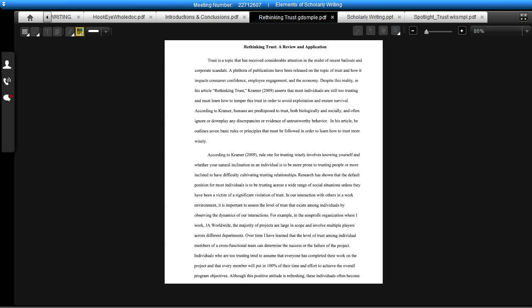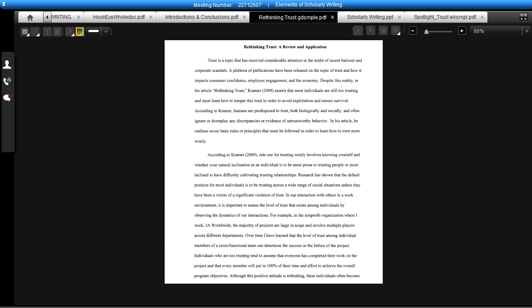So let's take a look at the strong sample here. "Rethinking Trust, a review and application." This was a little bit different in that the writer is presenting the article and explaining whether or not they applied these concepts on trust in the workplace. Just by this first page, what positive things do you notice that make this paper scholarly? Can you see any examples?